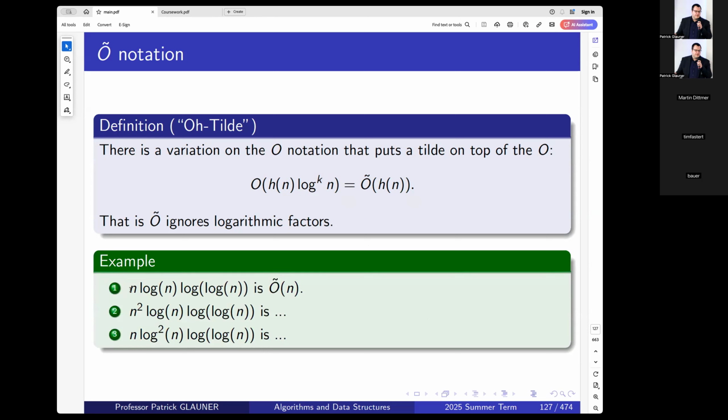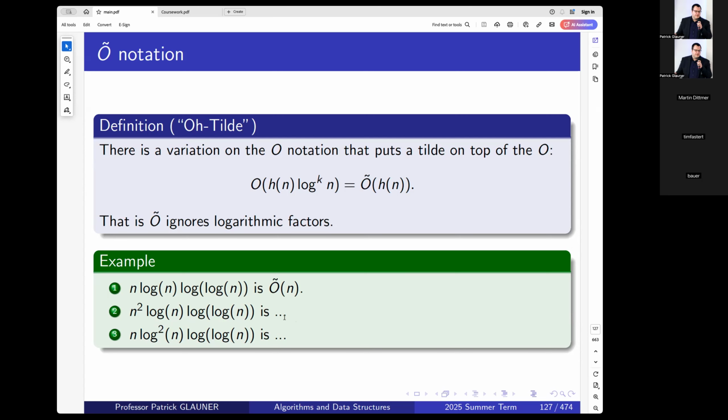So for example, here we would have n times log n times the log of the log n. We leave out all the logarithm factors and we say this is O tilde of n. So what would be, we have n squared times log n times the log of log n. What would be the O tilde? O tilde of what? You can send it to the chat.